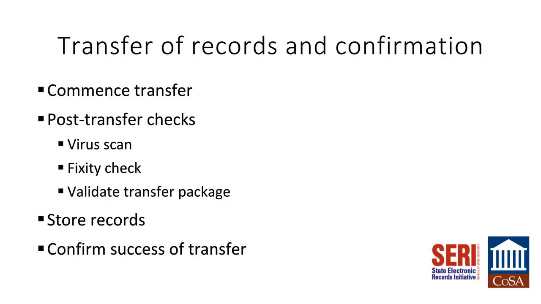Once the transfer package's integrity is verified, the archives can place the records in redundant storage and notify the agency that the transfer package has been received. The archives can then complete the formal documentation and move into its electronic records processing and long-term preservation workflows.